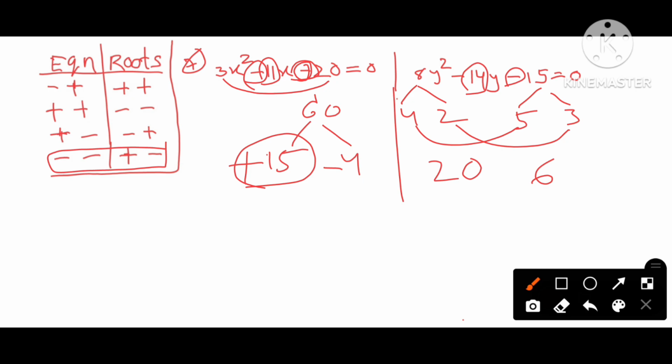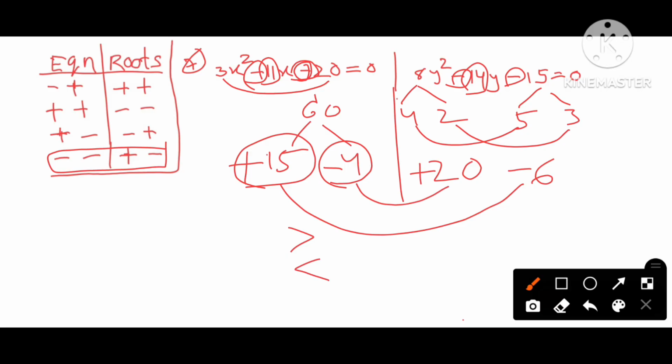So minus and minus means positive for the bigger value and negative for the smaller value. So these are the roots we got. Comparing 15 with minus 6, x is greater. Comparing minus 4 with plus 20, x is lesser. So the answer for this one is relationship cannot be established.